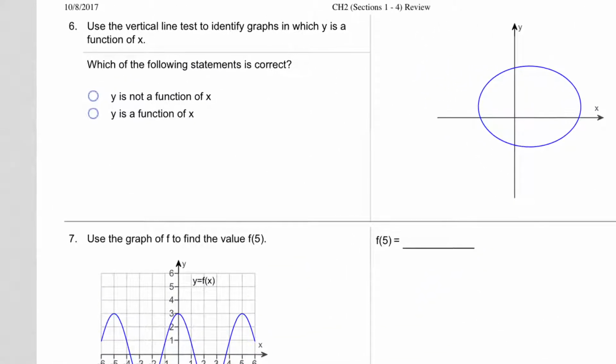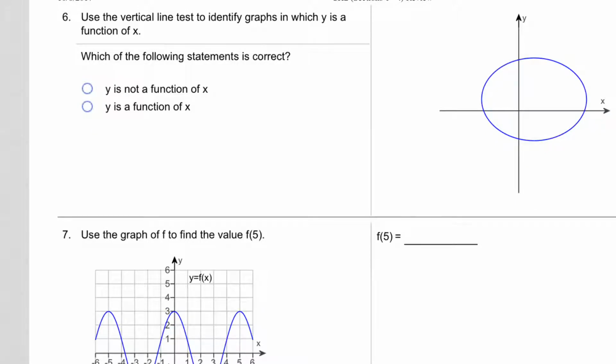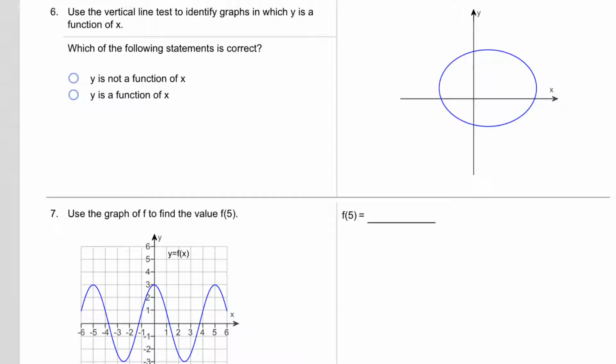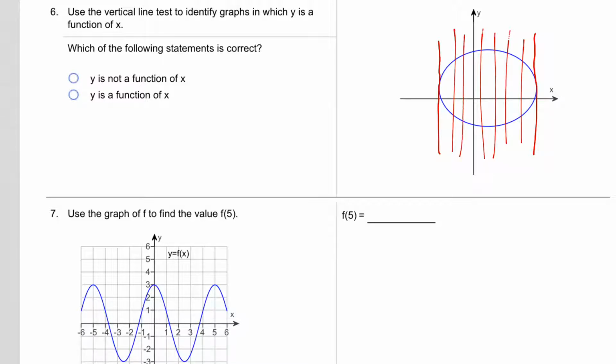Okay, number 6 is use the vertical line test to identify graphs in which y is a function of x. So this obviously fails the vertical line test in a bunch of places. The only place it passes is like right there, but everywhere and right here as well. So 2 places that pass, it doesn't really matter. If there's only 1 place that it doesn't pass, like all these other places here, then it's not a function.